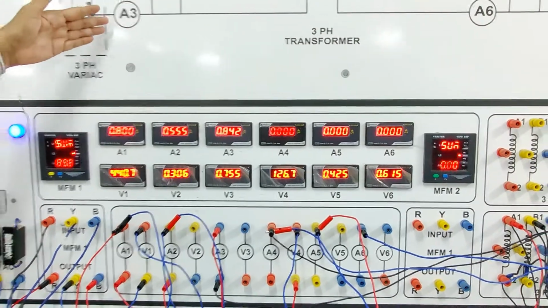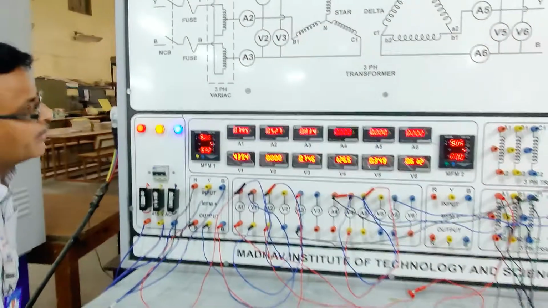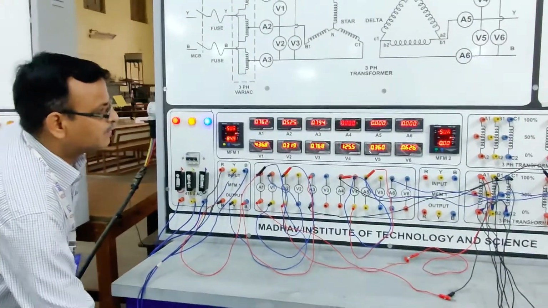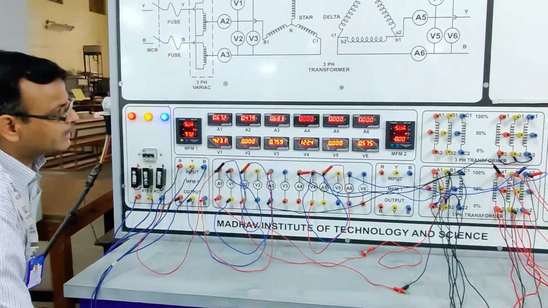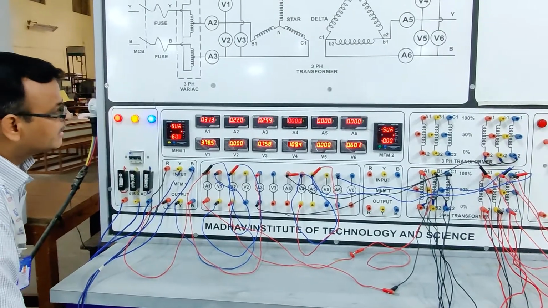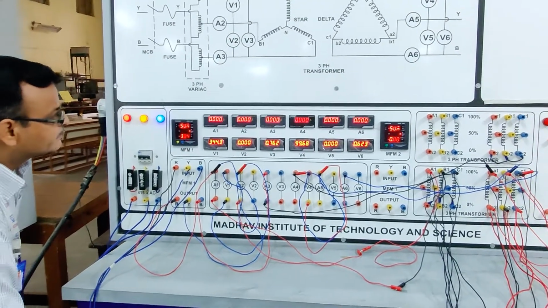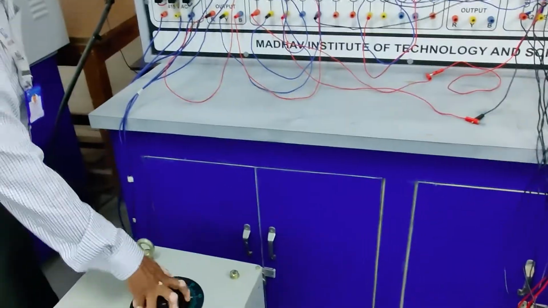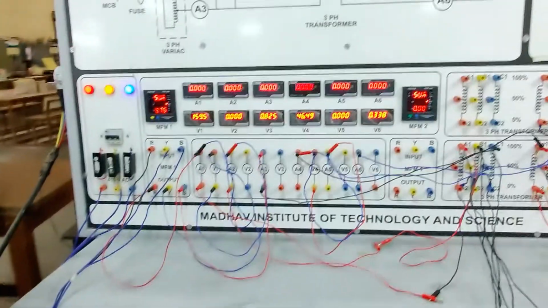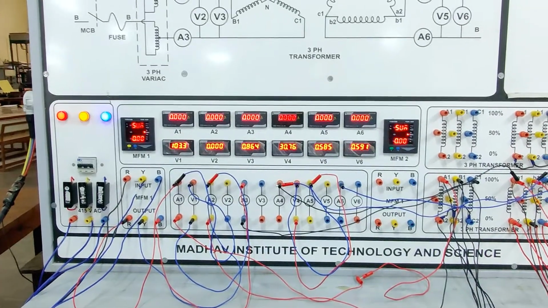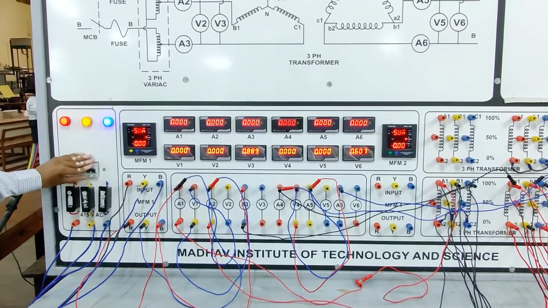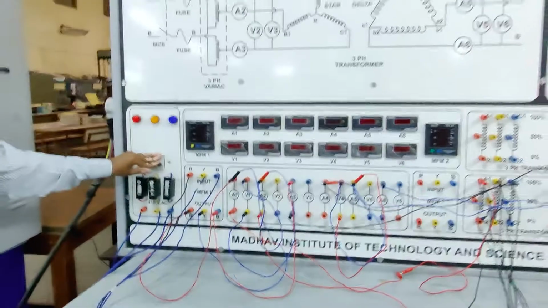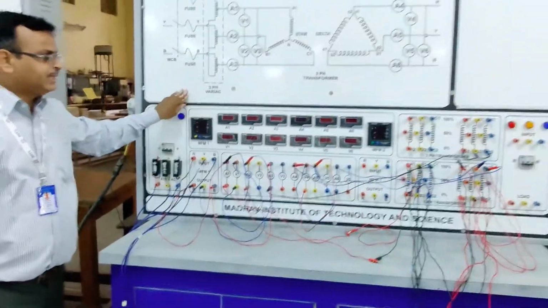The second part is that we have to perform the short circuit test. So first of all, reduce the voltage slowly, and switch off, and the next part is the short circuit test.